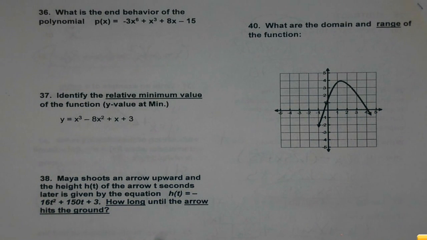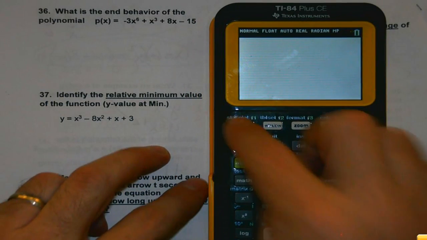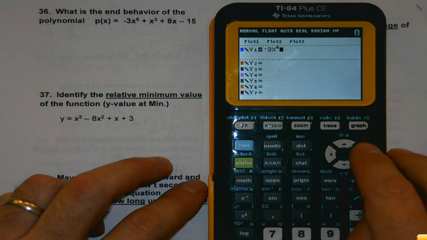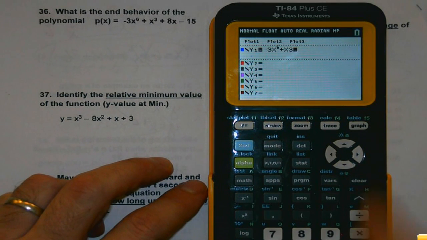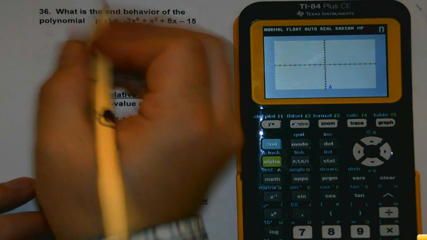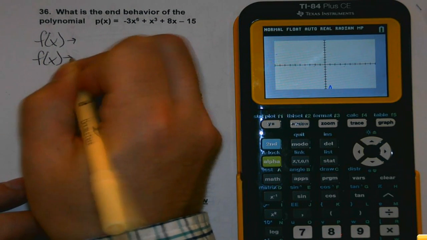All right, what is the end behavior of the polynomial? Well, one way to find out. Negative 3x to the 6th. Right arrow to get it off there. Okay, let's just look at it. We'll come back to that in just a second. Let's get this part written, because we can actually do what we need to just with that little piece.